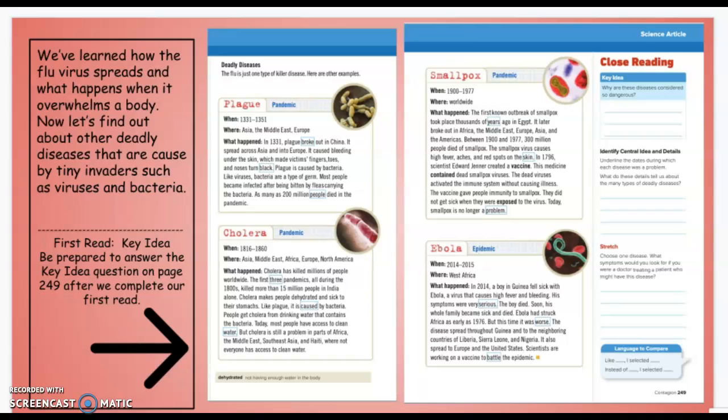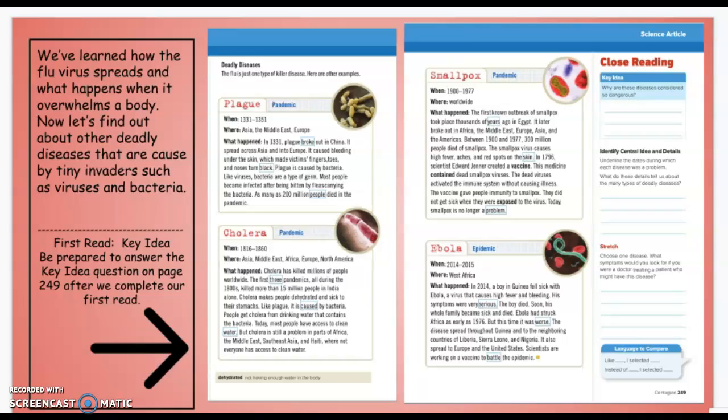And the last one we'll read about is Ebola. And Ebola is an epidemic. And remember, we said an epidemic is an outbreak that can spread to a wider area, such as a state or a whole country. Now, when did this happen? 2014 and 2015. Where? West Africa. What happened? In 2014, a boy in Guinea fell sick with Ebola, a virus that causes high fever and bleeding.